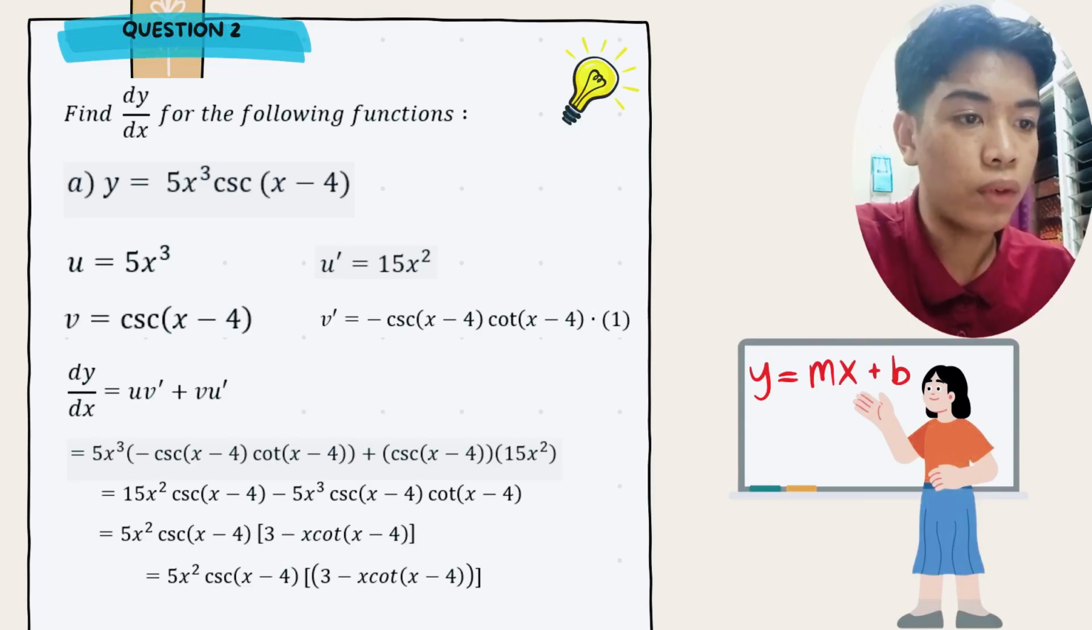First, let's break our function down into two pieces, which are u and v. We'll set u equal to 5x to the power of 3, and using the power rule, its derivative is u prime equal to 15x squared. Next, we'll set v equal to cosecant (x minus 4).